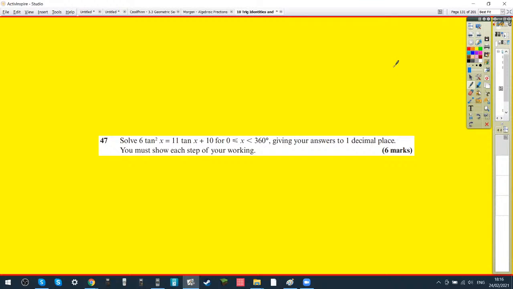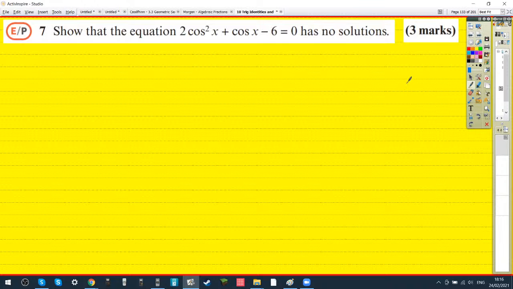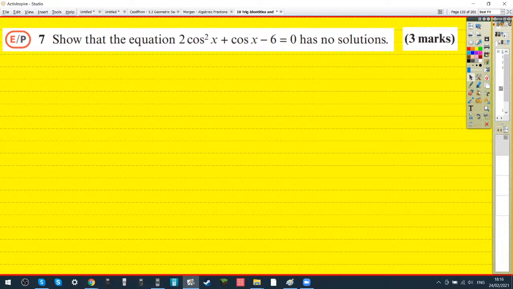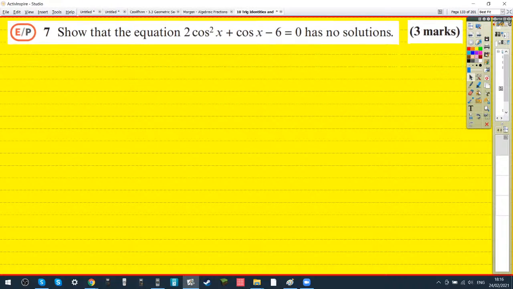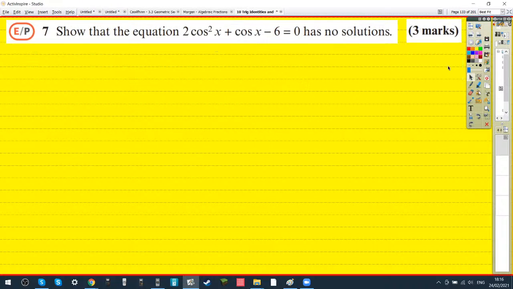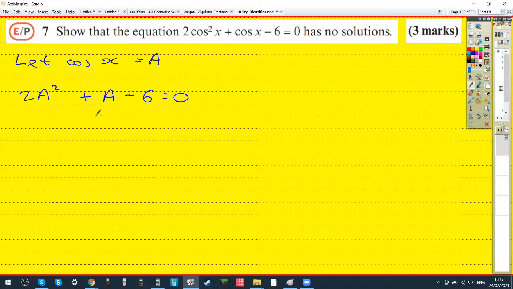This looks a bit different, but that's the same idea to me. That's another one. Alright. How about this one? Did we do that in the beginning? The equation looks similar, but it says it has no solutions. So how do you show that it has no solutions? Cos x becomes a. So 2a squared plus a minus 6 equals 0. Then it's quadratic, so solving it would be 2 brackets. They say there's no solutions.